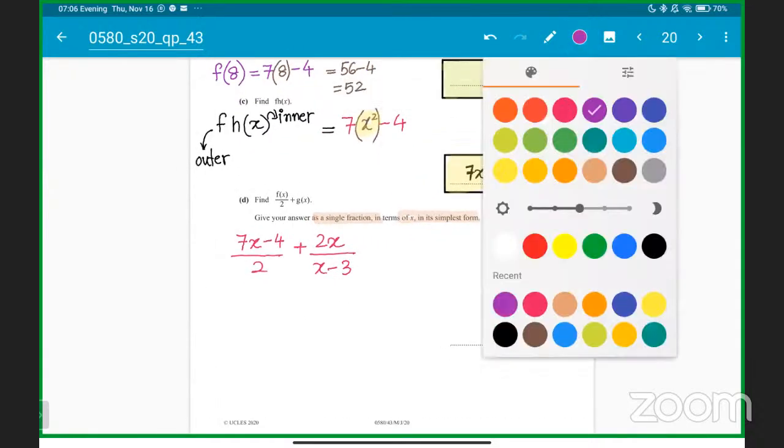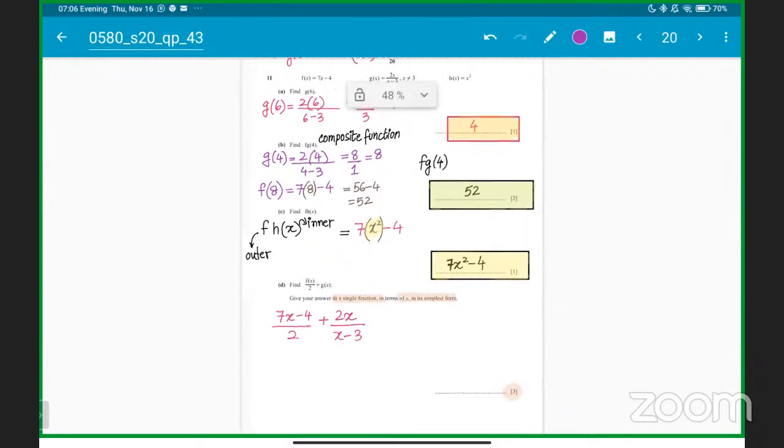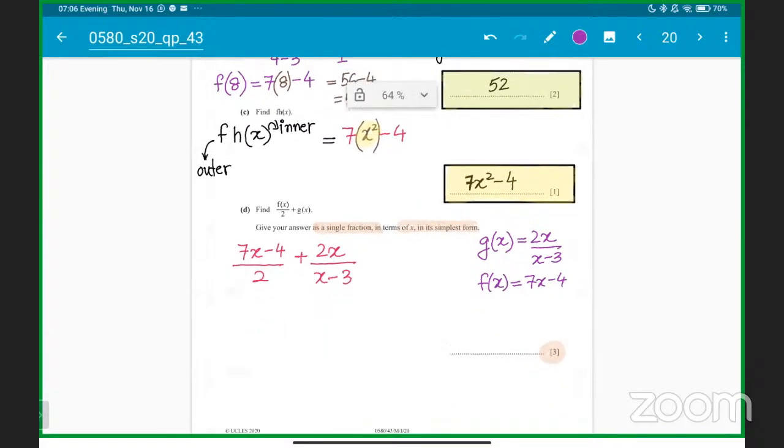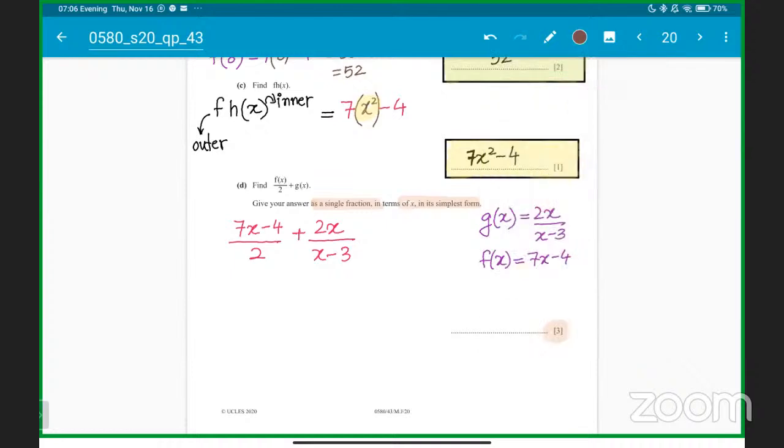You have to solve this. This is basically basic algebra. Students got it? So let me write it down. The g(x) function is 2x over x minus 3, and the f(x) function was 7x minus 4. So what you have to do is take the LCM and then solve. So x minus 3 will multiply by 2. Whatever you multiply in the denominator, you have to multiply in the numerator as well.